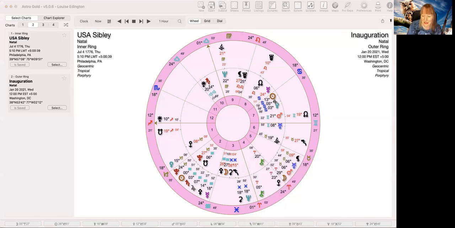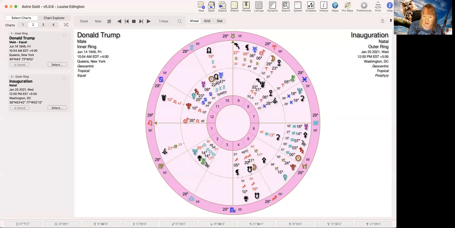I just want to quickly switch to Donald Trump's chart. You can see that the North Node's on there. We can see that Vesta is in his first house and Neptune's in his seventh. They're kind of bringing the change. And the South Node of loss, the past, is on his Moon South Node.